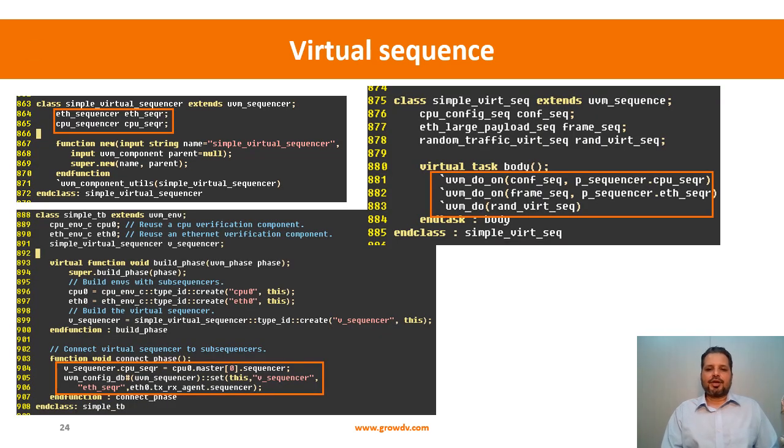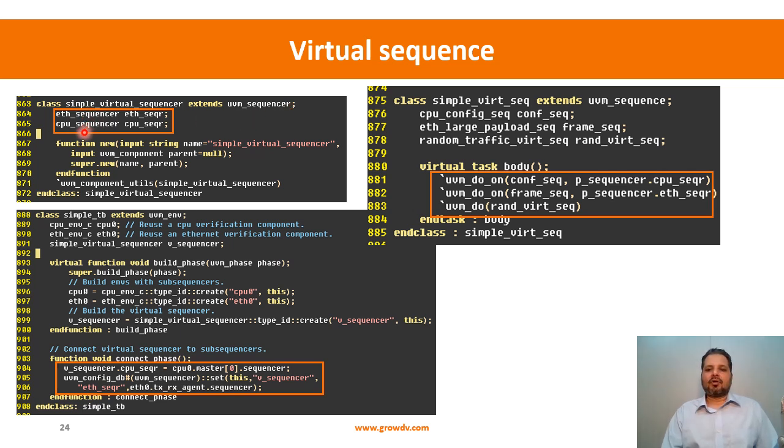So let's jump into an example of a virtual sequence and sequencer. You first construct the virtual sequencer. You say class simple_virtual_sequencer, which extends from uvm_sequencer. Note that it's not parameterized by any sequence item, because by itself it's not really going to generate any actual sequence items.